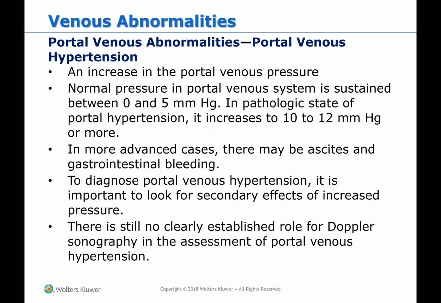What happens is there's an increase in portal venous pressure. A normal portal venous system is sustained around 0 to 5 mmHg. When there's portal hypertension, it goes up to 10 to 12. In more advanced cases, there could be ascites and GI bleeding, so you're going to see anechoic fluid around the liver. To diagnose portal venous hypertension, it's important to look for secondary effects of increased pressure. We can note the clot, but there's no really established rule in Doppler sonography. Yes, there's a clot there, but there's no way of us really helping diagnose that at this time.